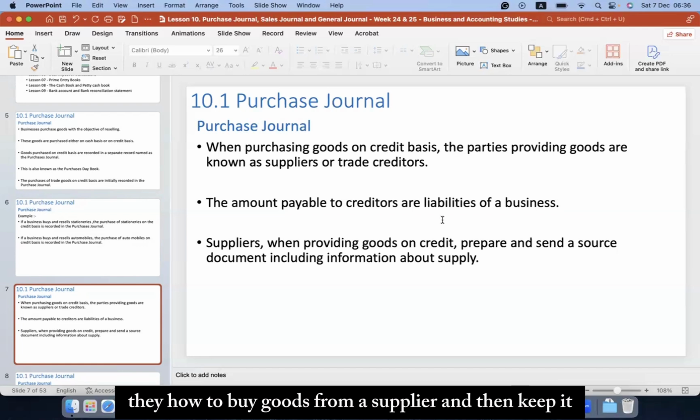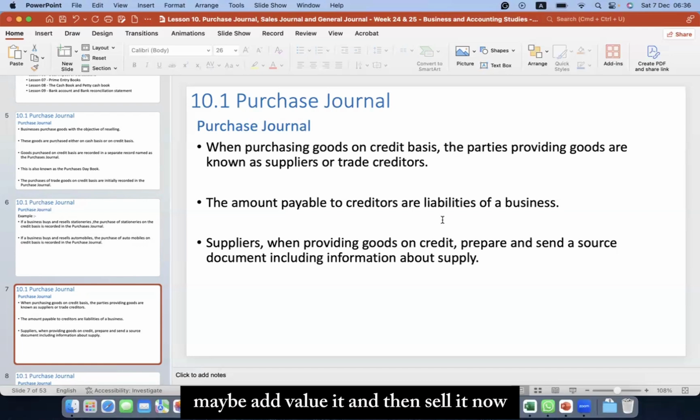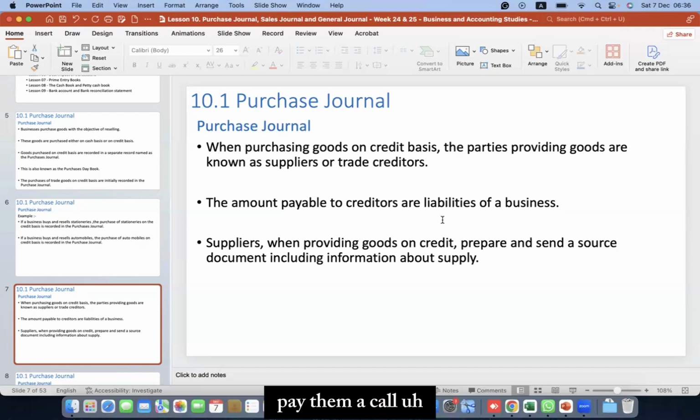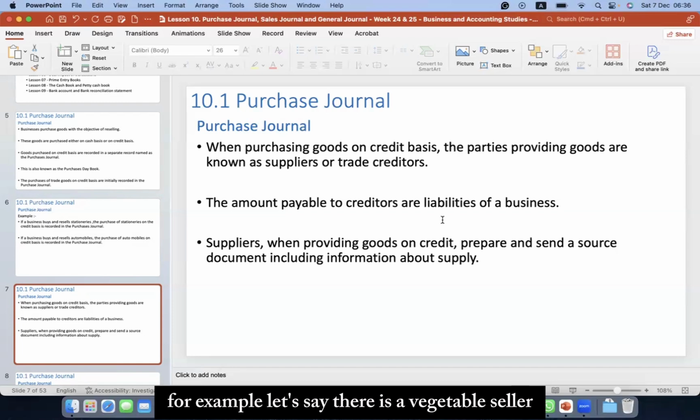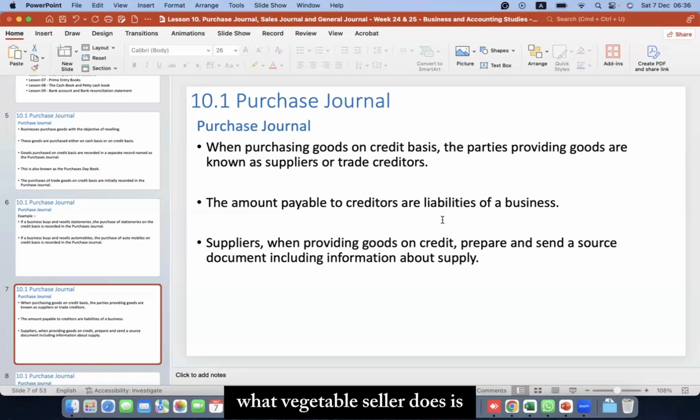But when it comes to goods in particular, they have to buy goods from another party. For example, they have to buy goods from a supplier and then keep it, maybe add value to it, and then sell it. For example, let's say there is a vegetable seller. What a vegetable seller does is he buys goods from the farmer and then sells it to customers like us.